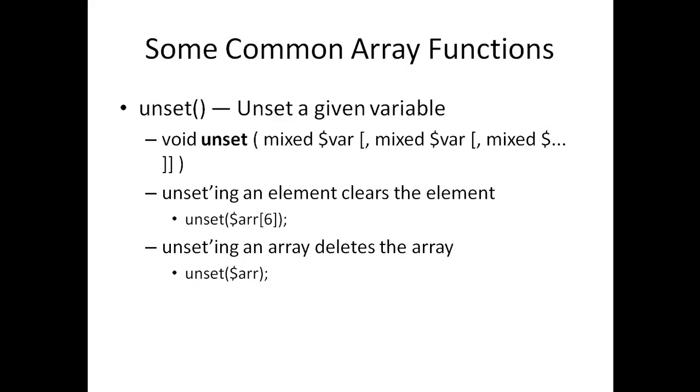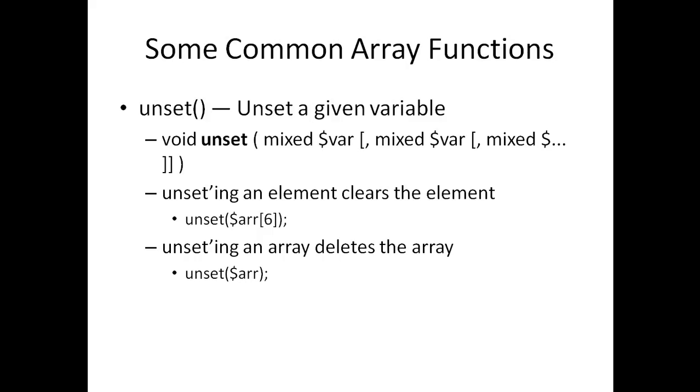So here are some common array functions. You have unset, which unsets a given variable. So unset returns nothing, and you can pass it pretty much a list of mixed variable types. And unsetting an element clears the element. So if you unset array element 6, it goes away. And if you unset the array, you actually delete the array.